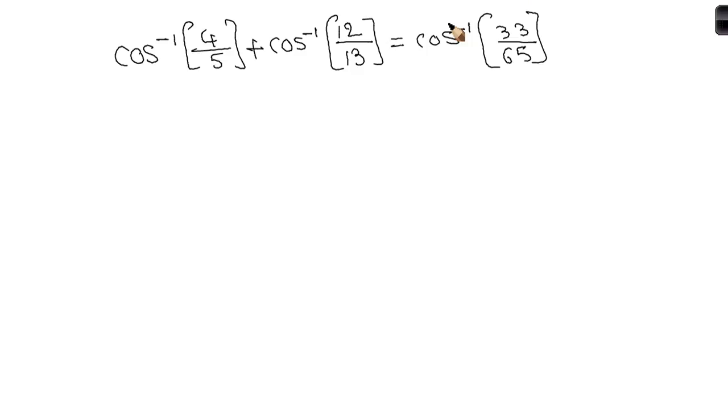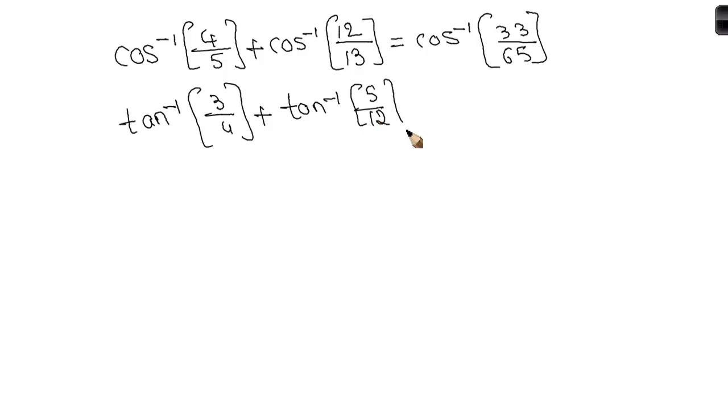So you can solve this in two ways. One way would be to apply cos on both sides and solve this. If not, we can turn everything into tan inverse. We'll do that. So cos inverse of 4 upon 5 is the same as tan inverse of 3 upon 4. Cos inverse of 12 upon 13 is the same as tan inverse of 5 upon 12. Cos inverse of 33 upon 65 is the same as tan inverse of, we shall see that.